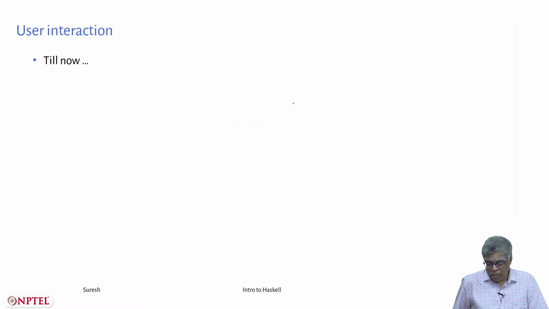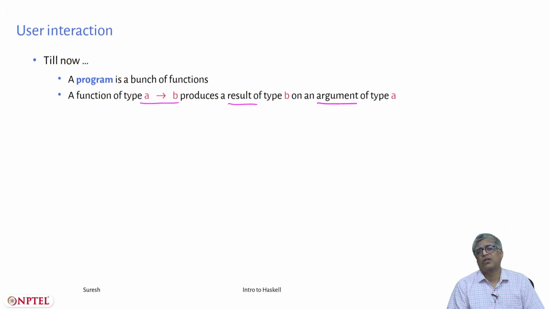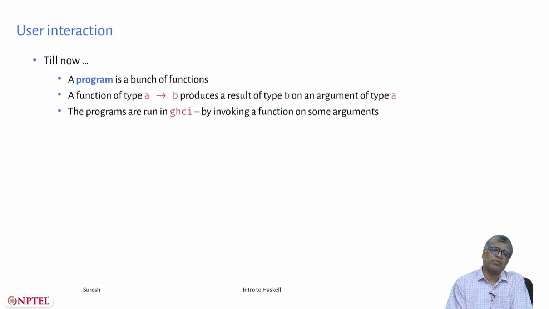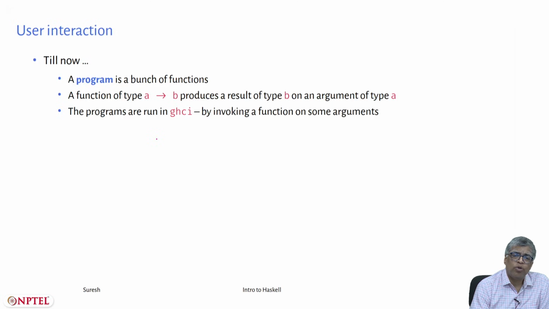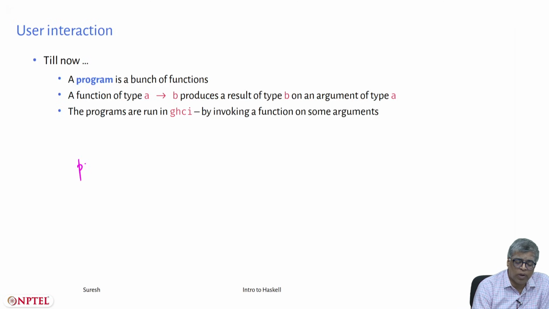So till now a program is just a bunch of functions. A function of type A arrow B produces a result of type B on an argument of type A. Okay, so you have arguments, you have results, you have functions that produce some result on different arguments. So the programs are run in GHCI. Rather than saying that the programs are run in GHCI, you would write expressions to GHCI and GHCI would evaluate the expressions.